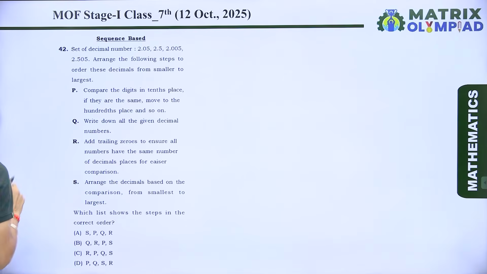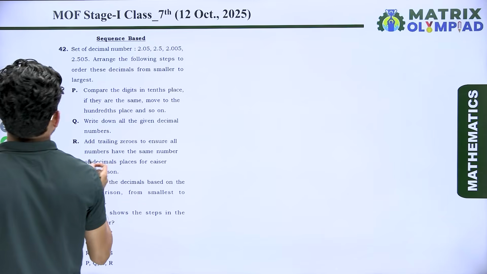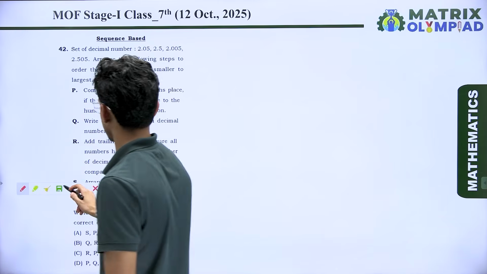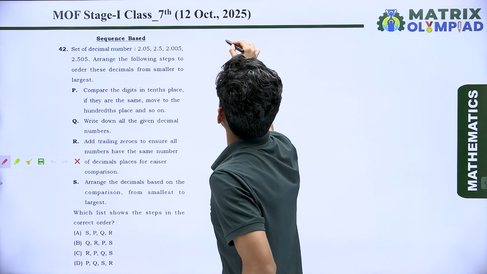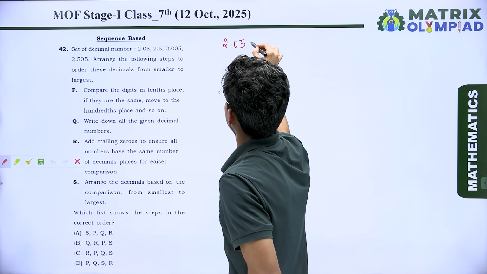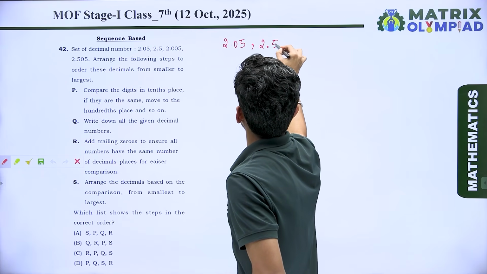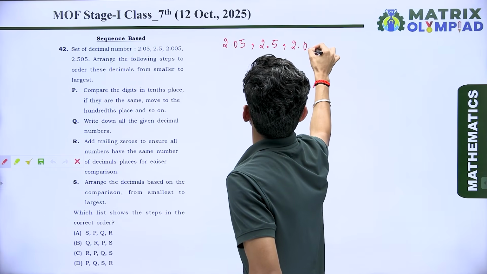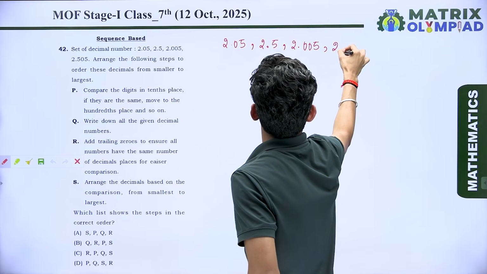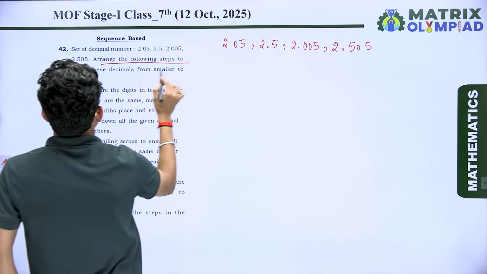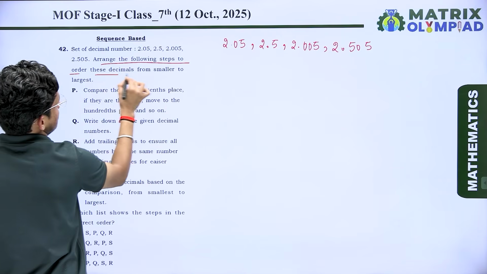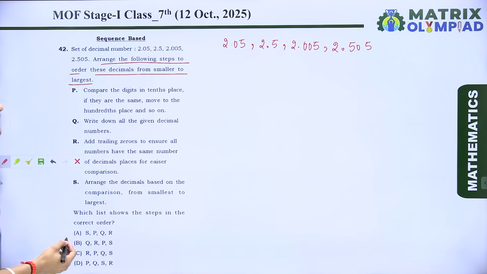So now if I talk about the next question, which is again sequence based, and the question is: the decimal numbers 2.05, 2.5, 2.005, 2.505. Arrange the following steps to order these decimals from smaller to larger.